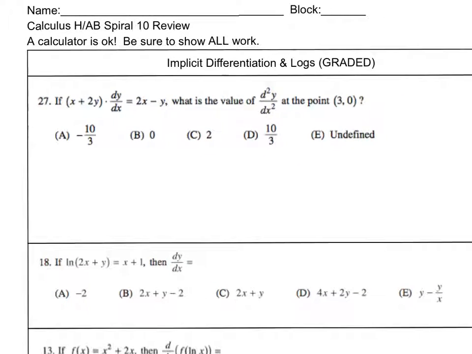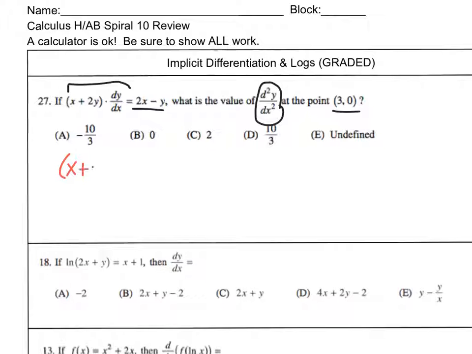Here we're given a function that already has a derivative as part of it, and they're asking us for the second derivative at the point (3, 0). So the first thing I should do is think about this. I see a product rule here, and that's a big deal. Maybe I'll go about taking the derivative. All right, product rule is the first.